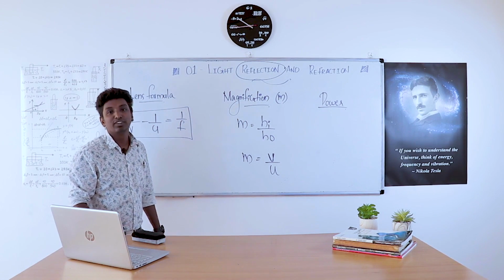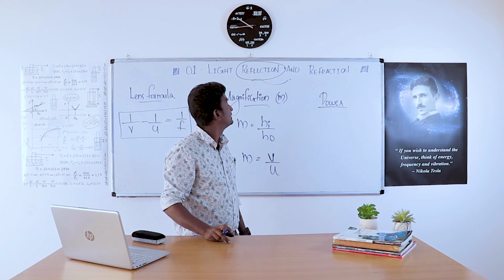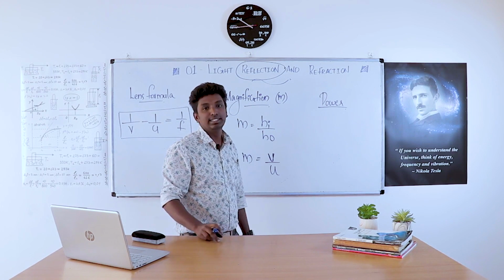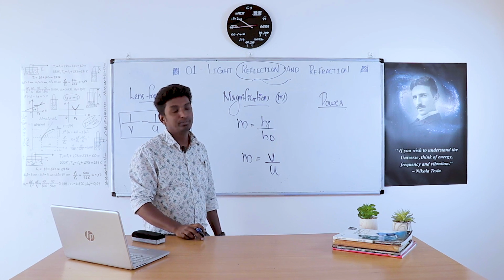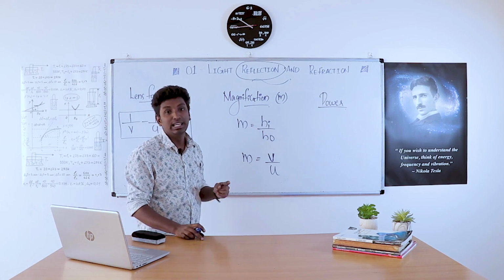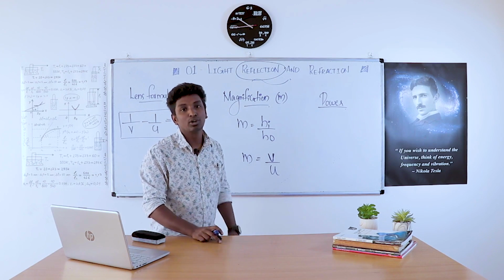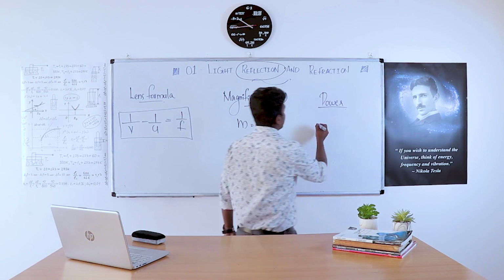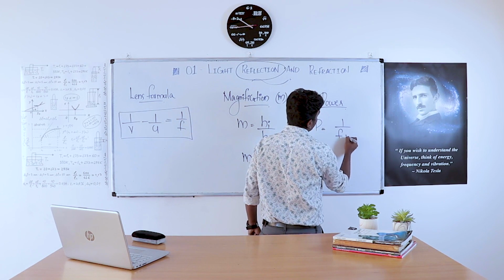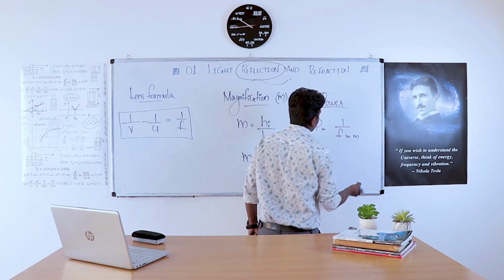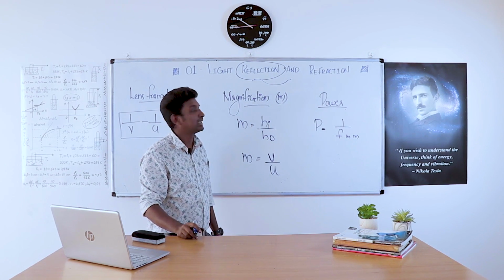Power means the power of a lens. In the chapter on electricity, you studied electric power. Here it is the power of a lens. The power of a lens is defined as the reciprocal of its focal length in meters. So we can say that P is equal to 1 by F in meters.